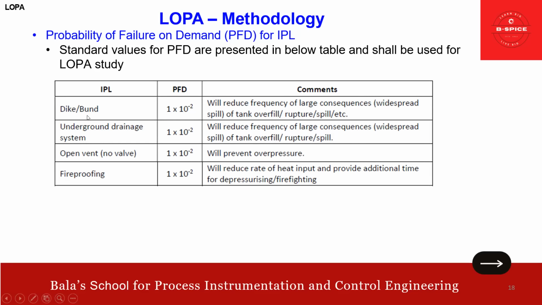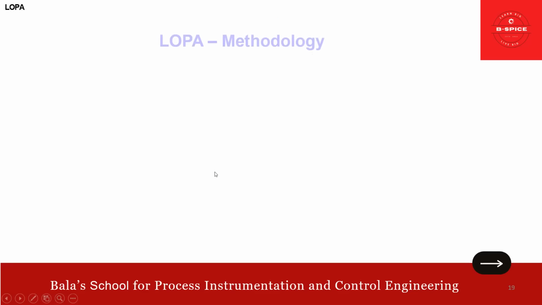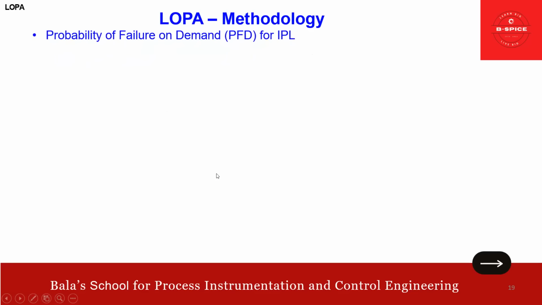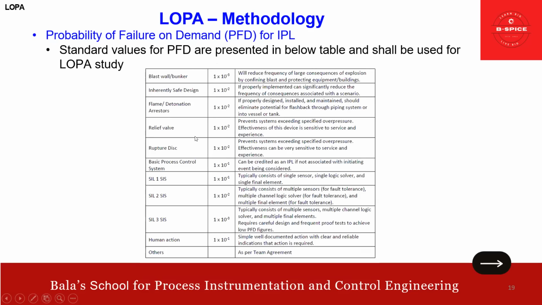Dike bund, this is the PFD value. Underground drainage, this is the one. And this is for the vent, prevention of overpressure, fireproofing. All these are just to be read out, friends. Use it, you'll be having this. Don't worry, you'll be having a chart like this. These are the other things: blast wall, inherently safe design, flame or detonation arrestor, relief valve, rupture disc, basic process control system, all these actually.